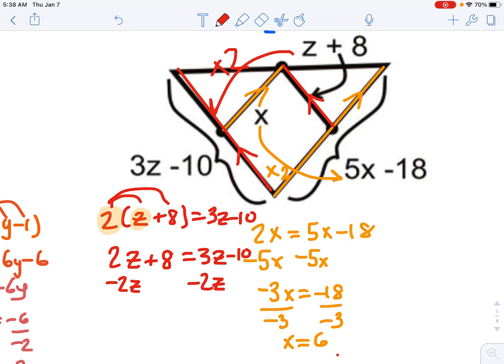But nonetheless, distribute. Now I want to get all my z's on one side. 3z minus 2z is z. Get all my constants on one side, add 10 to each side, and z equals 18. Let me rewrite that. That was a little sloppy. That's about as good as it'll get. Alright.